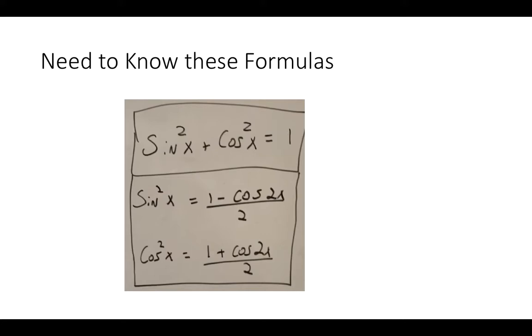In order to do trig integrals of sine and cosine, you need to know these three formulas. You use the first one when you're given odd exponents, and you use these two formulas when you're given even exponents. In these examples, I'll be going back to the formulas and when to use them, so if you don't understand right now, you'll understand as the video goes on. So let's start with example one.